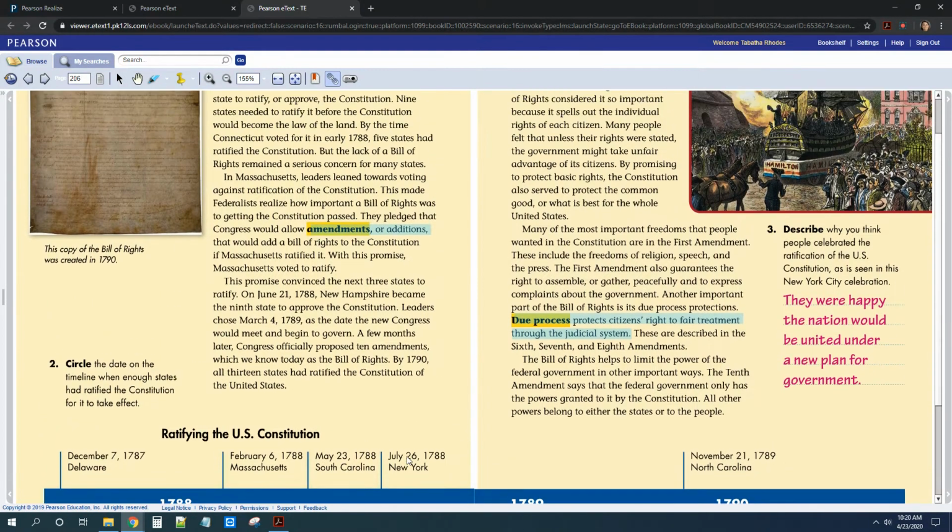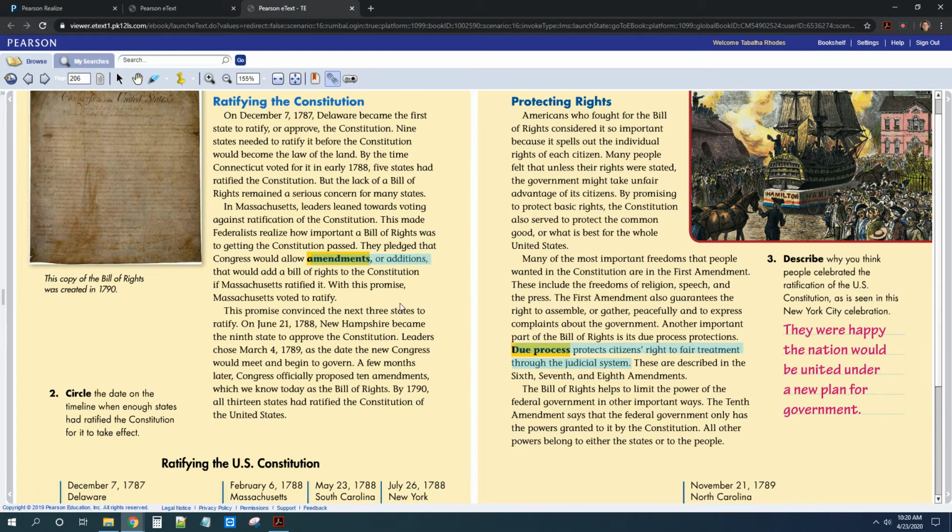Some definitions that you need to know on these pages: you need to know what amendments are. Those are additions. And then you need to know what due process means. Due process means you have the right to fair treatment. So that means like if you get arrested or go to court, you have the right to fair treatment and a fair trial.